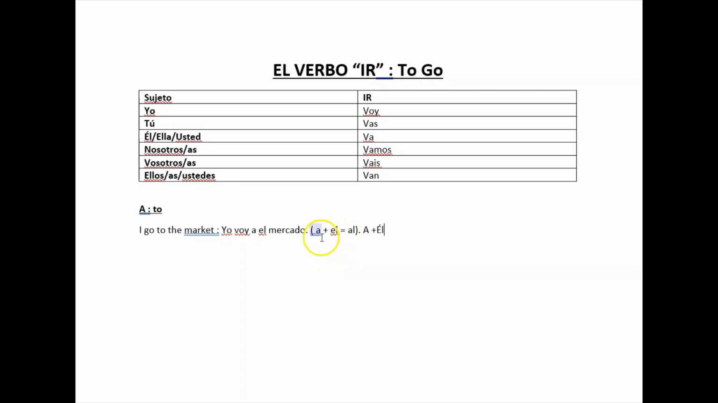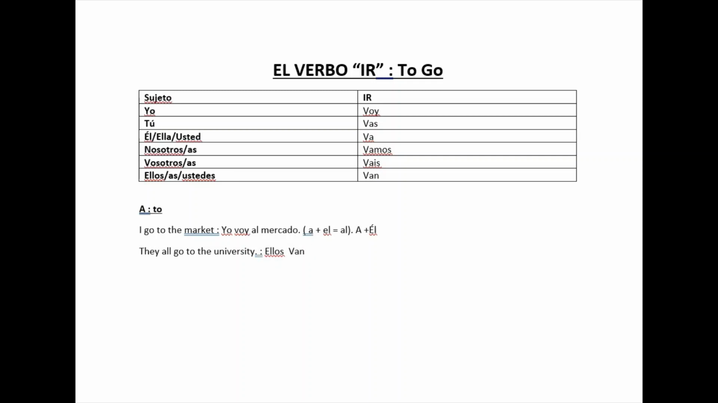If you have a followed by the article el, we do not write it like this. We always make it al mercado, and this is only applicable for the masculine singular article. For example, if I want to say they all go to the university, and I know that university is la universidad, so ellos. Again, ellos is not mandatory, you can keep it, you can remove it as well.